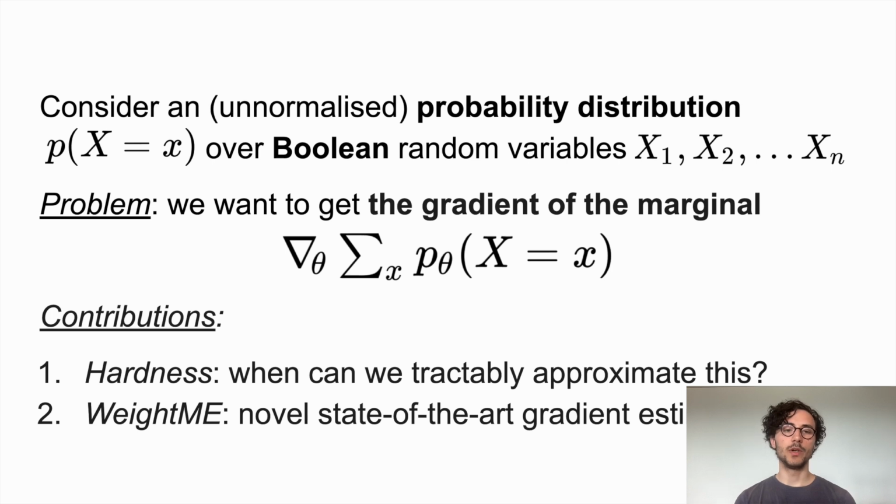So what is this paper about? Well, consider a probability distribution over Boolean random variables. The problem we study in the paper is how to get the gradient of the marginal of this distribution.